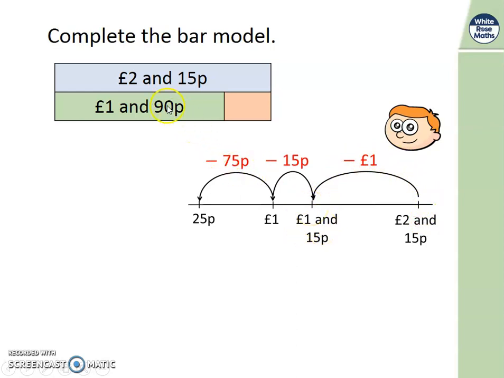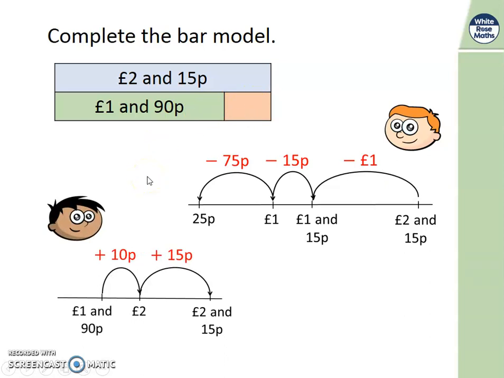Then he split his 90p up into a 15p because that's an easy jump back from £1.15 to get to £1, and that leaves him with 75p left from his 90 to still subtract. From £1 subtract 75p, he lands at 25p. So the answer following his method is 25p.